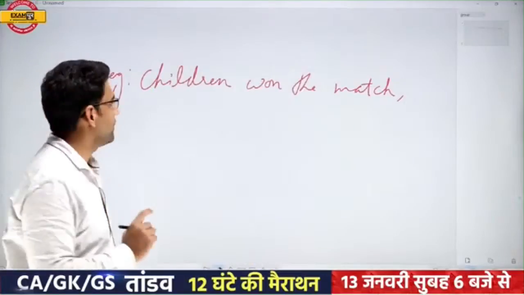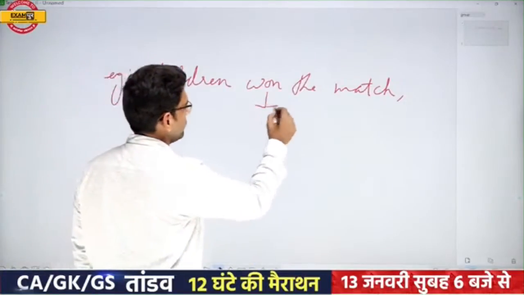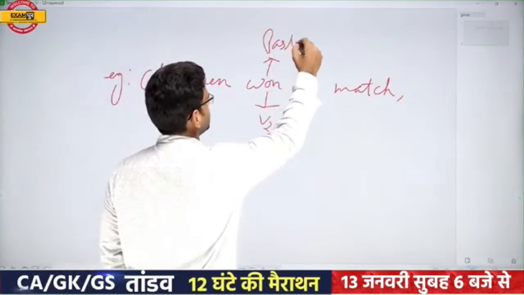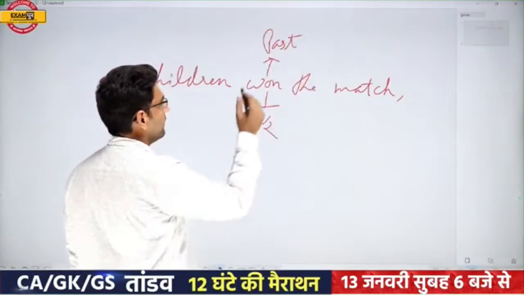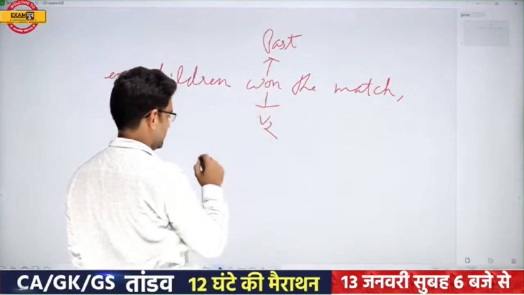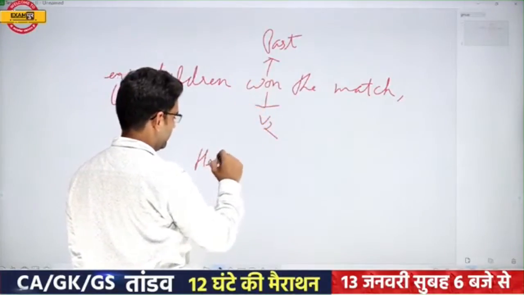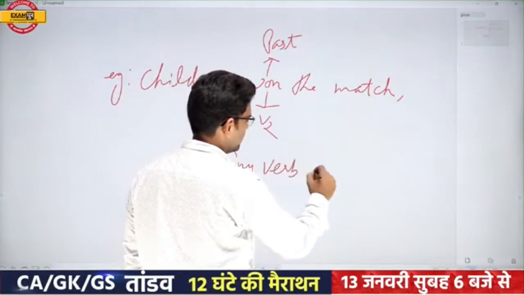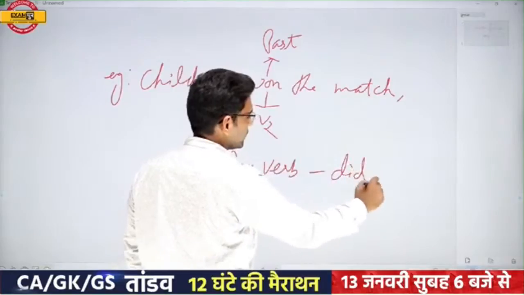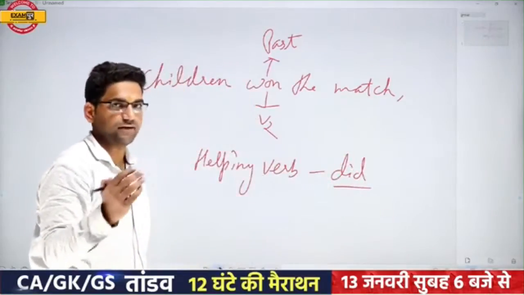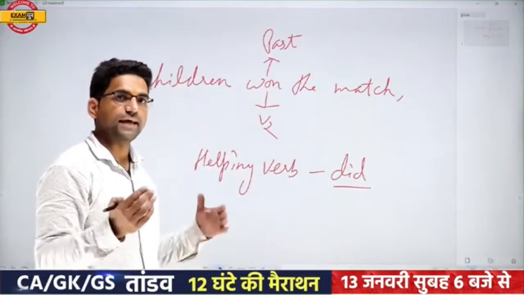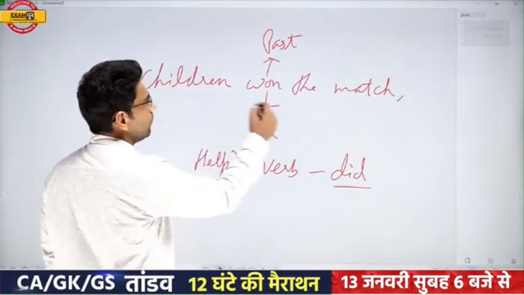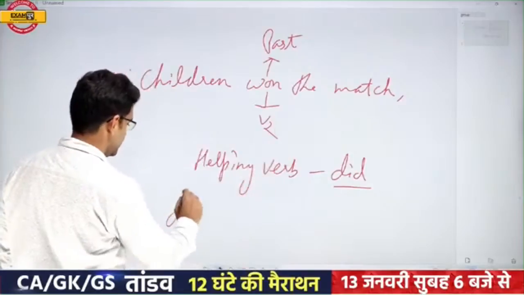The first thing you need to identify is that this is the second form of the verb, means it's a past tense, simple past tense. Okay, and the helping verb of simple past tense is did, because question tags mean an interrogative sentence, so you'll use the helping verb to form the question tags. So you'll say children won the match, comma, didn't they?